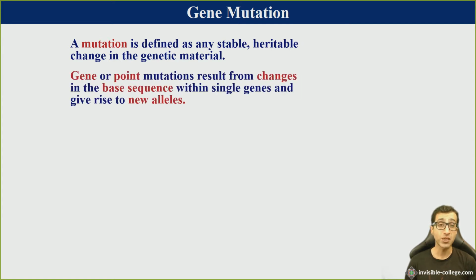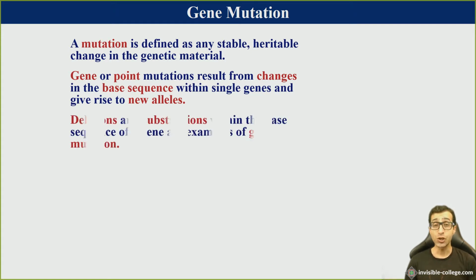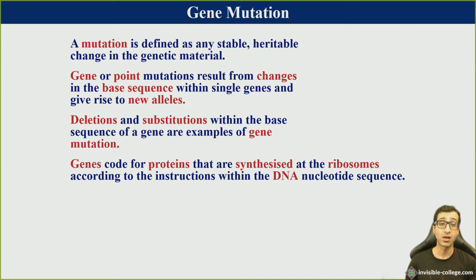Now, a gene or a point mutation can result from changes in the base sequence within a single gene, and these will give rise to new alleles of that gene. Deletions and substitutions within the base sequence of a gene are examples of gene mutations, also known as point mutations. Genes code for proteins, as you know, and these are synthesized at the ribosomes in the cell, in accordance with the instructions in the nucleotide sequence of the gene. The gene is simply a length of DNA which contains the specific sequence of nucleotide base pairs responsible for coding for a particular protein.